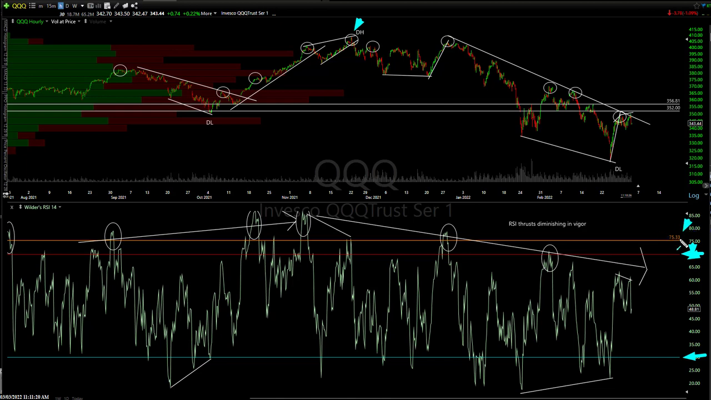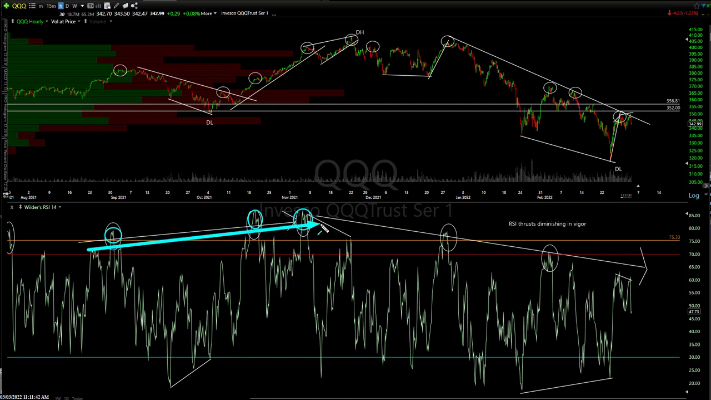This tends to be about the upper range of QQQ. It's not a hard level, but you can see that's about where it peaks and goes down. There's a couple more peaks. Now, the other thing is, this is indicative of a bullish trend, that these thrusts in the RSI are strong. They're going higher and higher, right? So you can see that little trend line there.